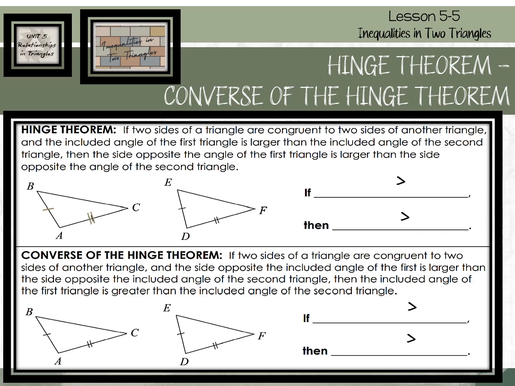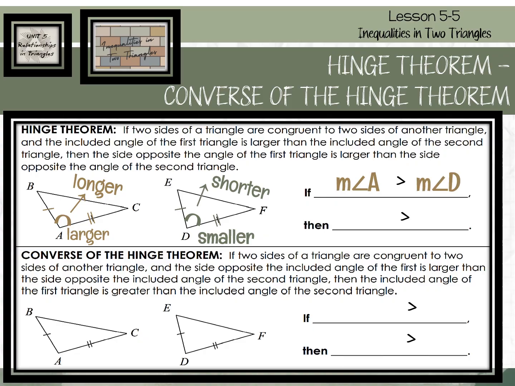If two sides of a triangle are congruent to two sides of another triangle, and the included angle of the first triangle is larger than the included angle of the second triangle, then the side opposite the angle of the first triangle is larger than the side opposite the angle of the second triangle. So if measure of angle A is greater than measure of angle D, then length of segment BC is greater than length of segment EF.